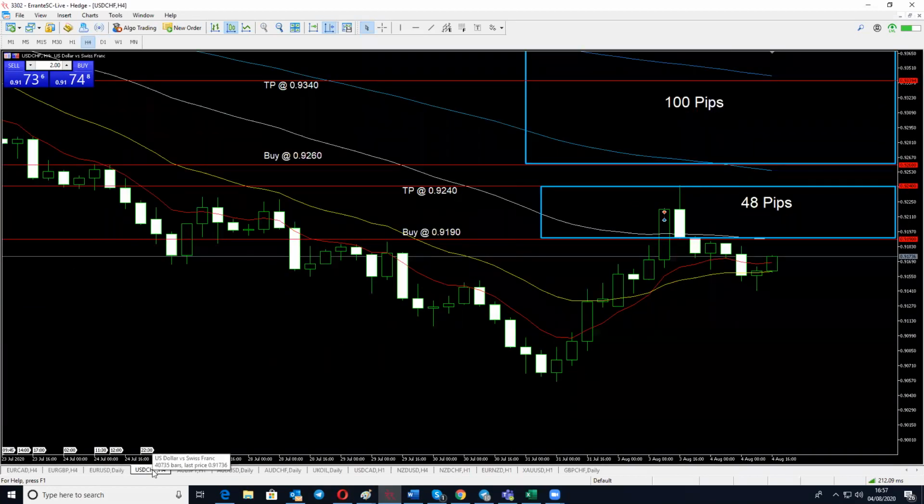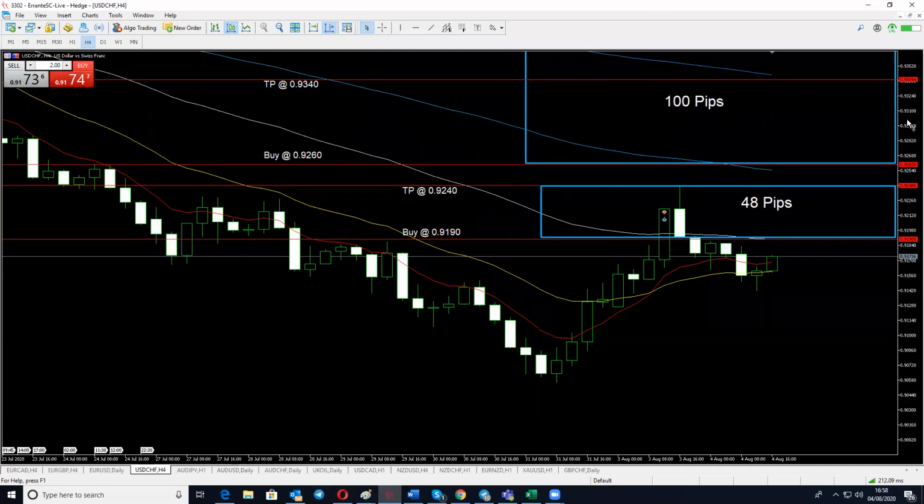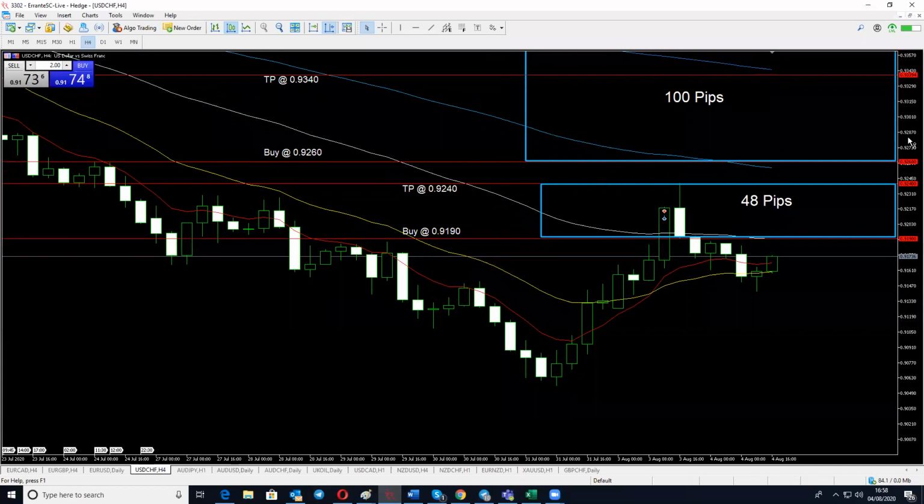Also, for those who are trading or have traded USD CHF on the 4-hour chart, I released a signal a couple of days ago last week, mainly for USD CHF, where we bought already at 91.90. We took about 48 pips, so it did go up exactly and reversed. Now we're just waiting for maybe a second round to the upside.